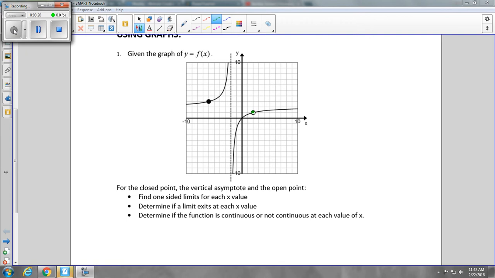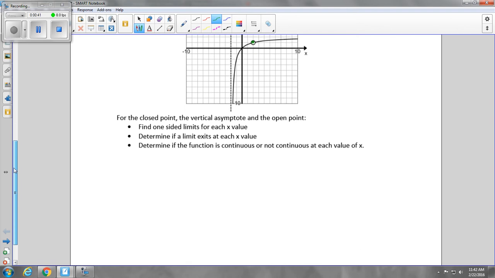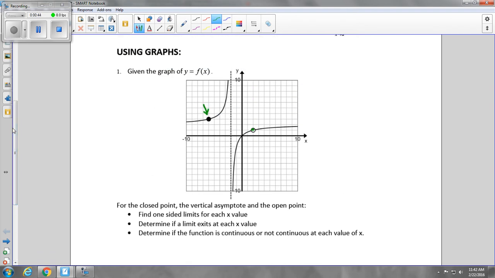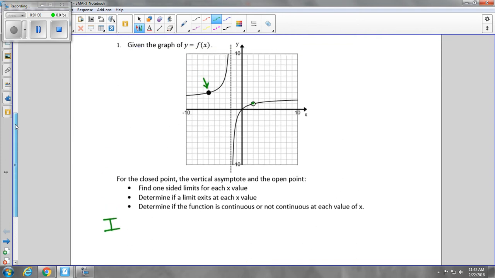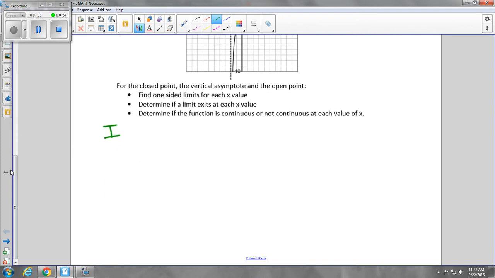So first thing I'm going to do is look at this point, which is at x equal to -6. To figure out whether this is actually continuous or not, I'm going to do it up here. We've got different rules, so it has to follow these 3 rules. Here's the first one. Does it approach the same number from both sides? So that's number 1.